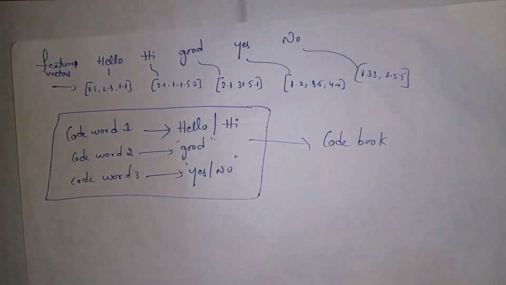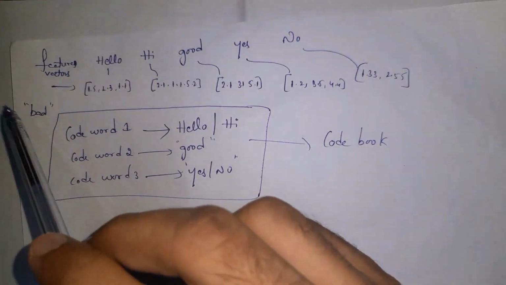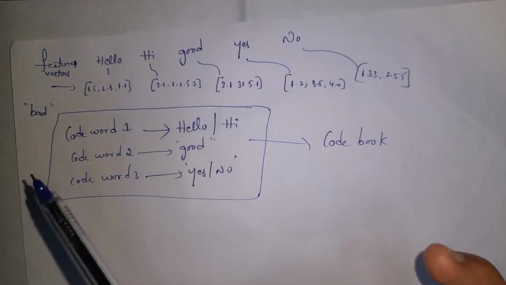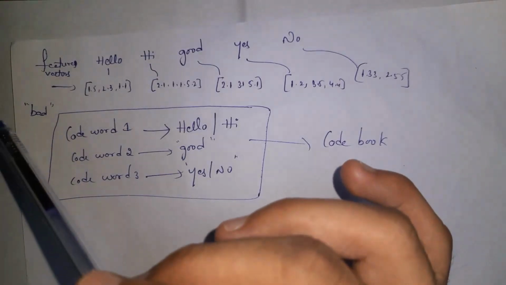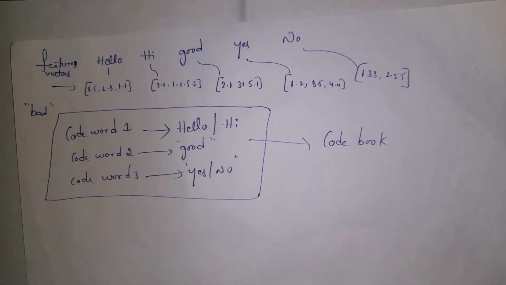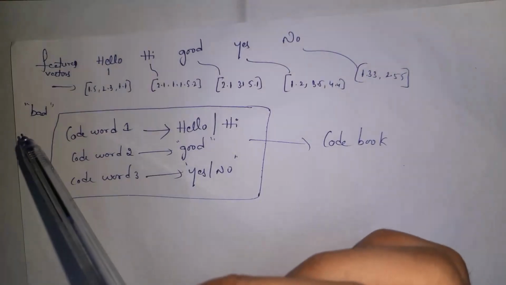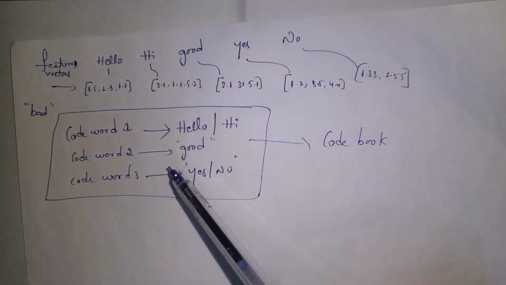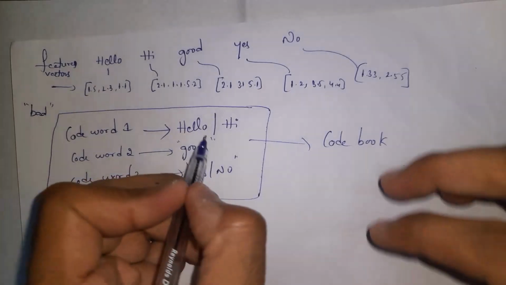For example, the system will get one new speech signal like bad, and this bad is compared with this group and they are not similar. So code word 1 doesn't match, and next bad is compared with code word 2. And the vector quantization model will understand that the feature vectors in bad and the feature vectors in code word 2 are both similar. So bad will fall under this category.